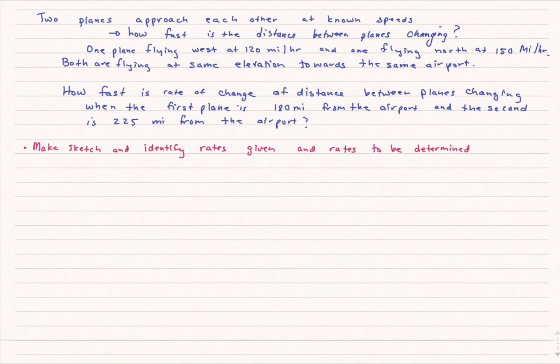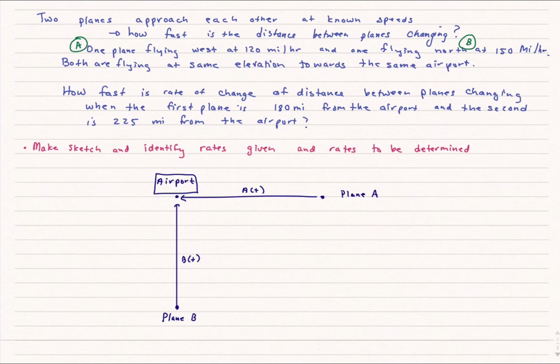In red, I'm writing what the basic steps are for solving related rates problems. The first one is to read the problem carefully and to make a sketch and identify what rates of change you're given and what rates of change you need to determine. So let's draw this. I'm going to have the plane flying west be plane A, and the distance from the airport as a function of time is a(t). Plane B will be the plane flying north, and its distance from the airport is given as b(t).